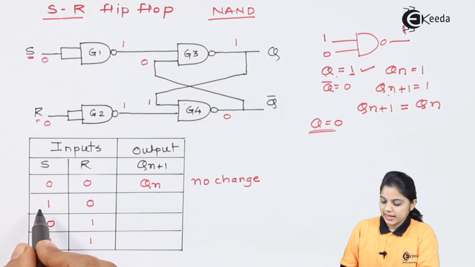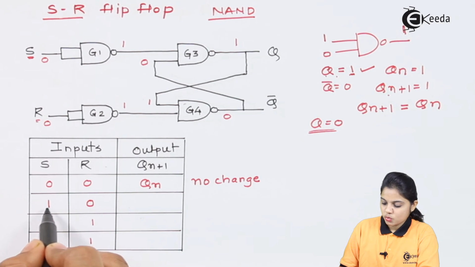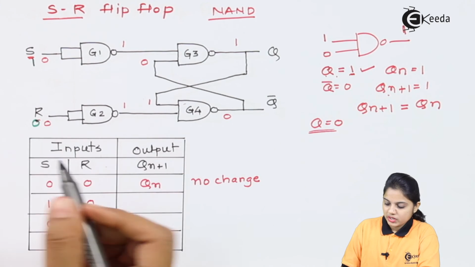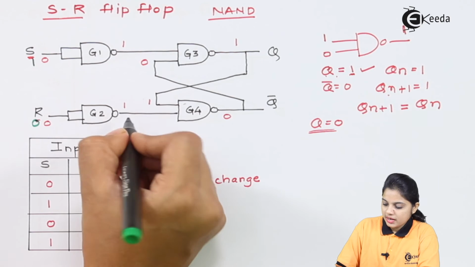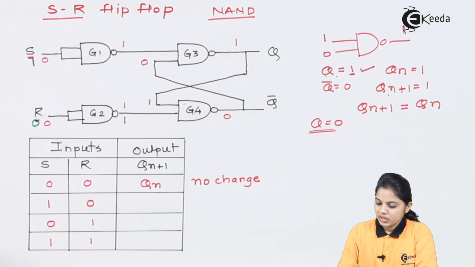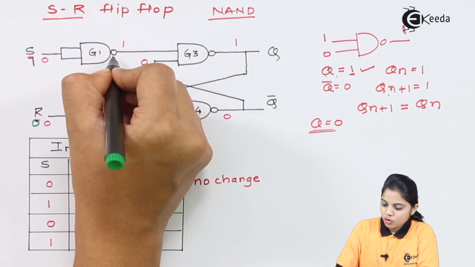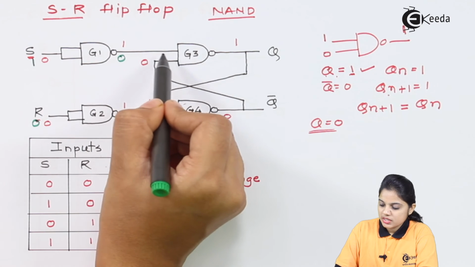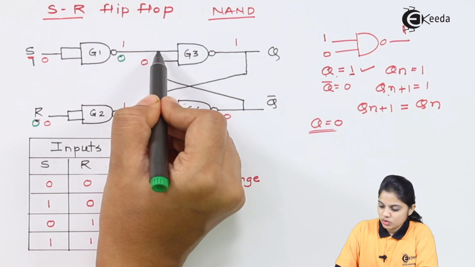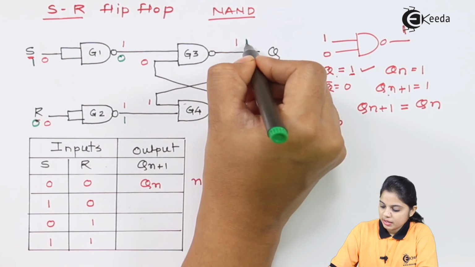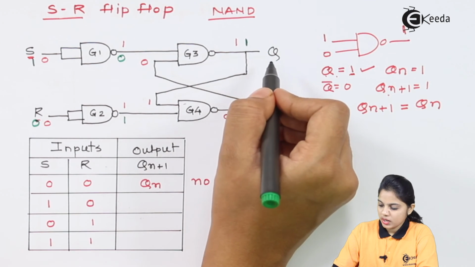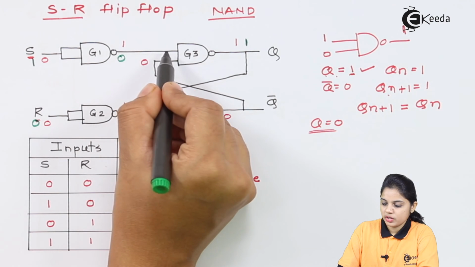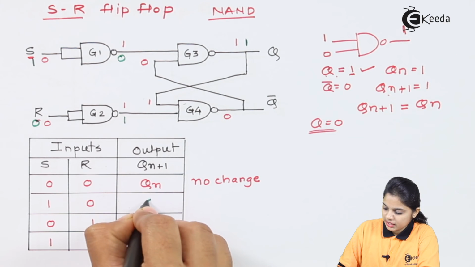Now let's discuss the second case with green ink, that is 1 and 0. If S is equal to 1 and R is equal to 0. If R is equal to 0, then the output of G2 will be 1. Correct? And if S is equal to 1, the output of G1 will be equal to 0. Now for G3, if one of the two inputs is equal to 0, then definitely the output will be 1. So I am getting Q is equal to 1. We don't need to check the other condition, because clearly if one of the inputs is 0, then the output will be 1.